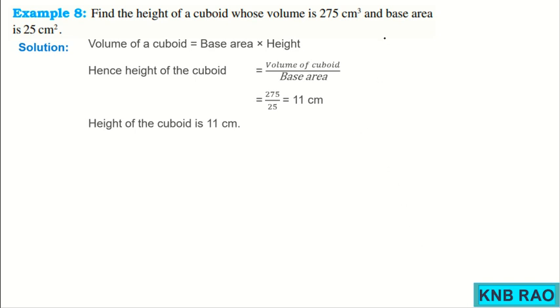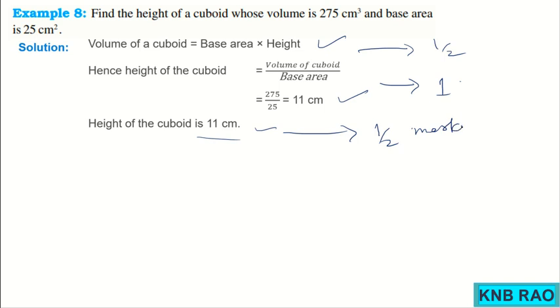So these 3 steps are important. Formula writing will carry maybe half a mark, finding this will carry 1 mark, and writing the conclusion will carry half a mark if this question is given for 2 marks. Okay, remember half mark, 1 mark and half mark. So, if it is given for 2 marks, you need to write these working steps properly.